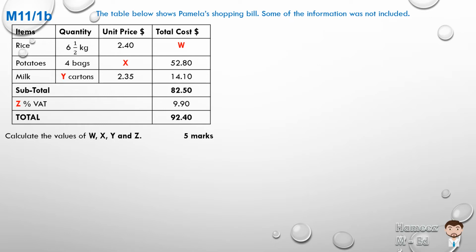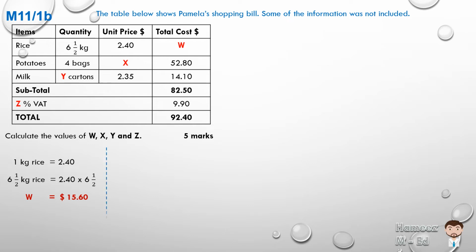Let's look at calculating the total cost of rice, W. So what do we know? We know that the unit price, which is for 1 kilogram of rice, is $2.40. And how much did we buy? We bought 6.5 kilograms. So 6.5 kilograms would be 240 times 6.5, which works out using our calculator to be $15.60. So we've worked out W.